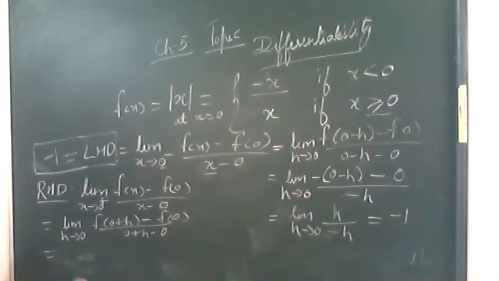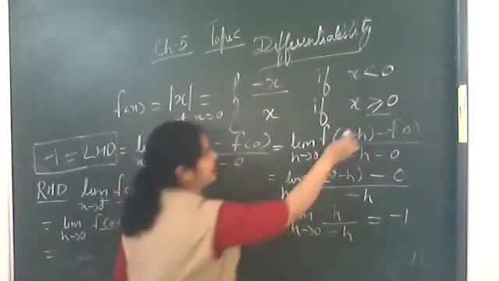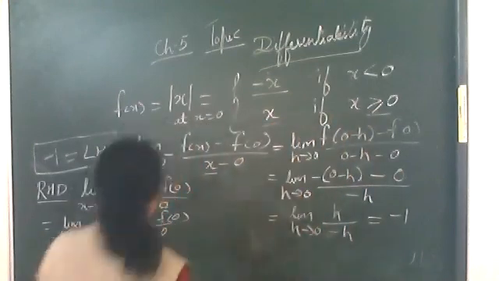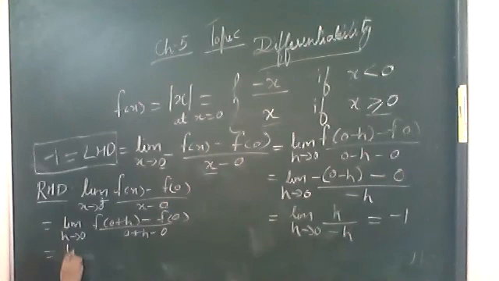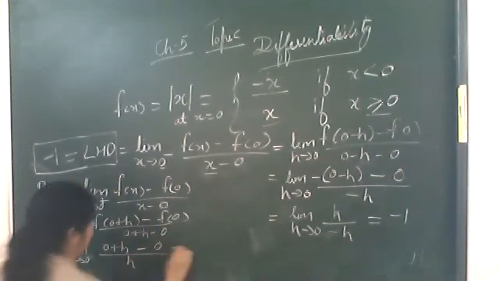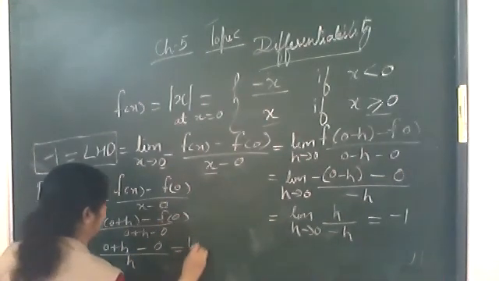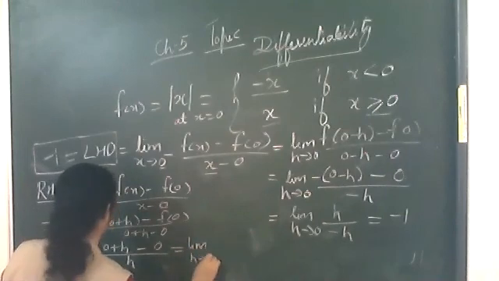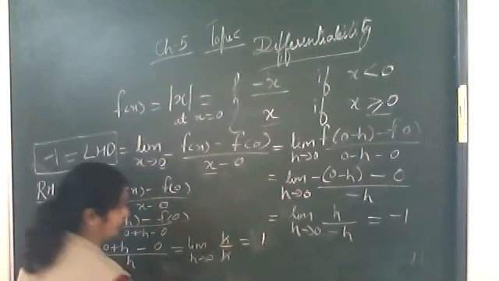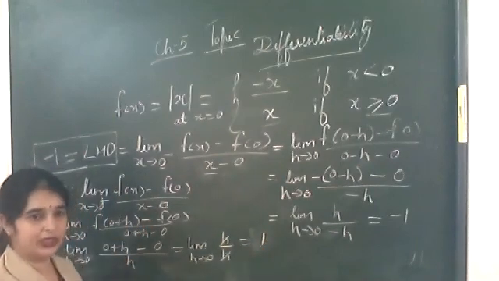So this will be equal to what? What is f(0 plus h)? When the value of x is greater than 0, then the value of the function is x. So it will be 0 plus h only. So the limit h tending to 0 of (0 plus h minus f(0)), 0, upon h. So it will be the limit h tending to 0 of h upon h, which is equal to 1. h by h will cancel out. We get the value 1.